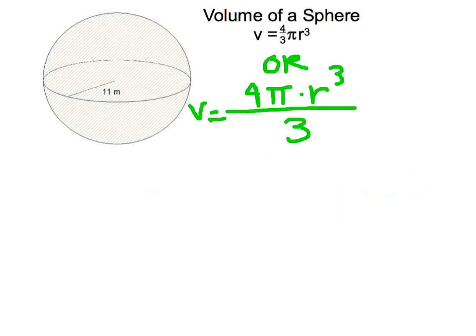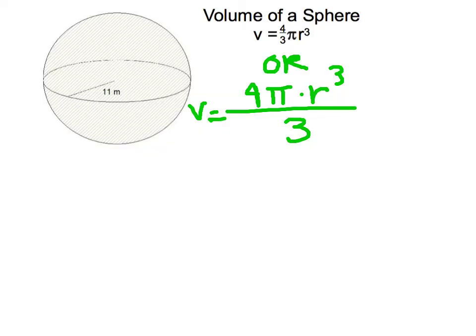Take a moment to jot down both formulas for the volume of a sphere. Just want to point out that the first one is 4/3 times pi times the radius cubed, which is different than squared in our other two formulas. Or the other choice that you could use for a formula is 4 times pi times r cubed in the numerator divided by 3. Go ahead, jot those formulas down.